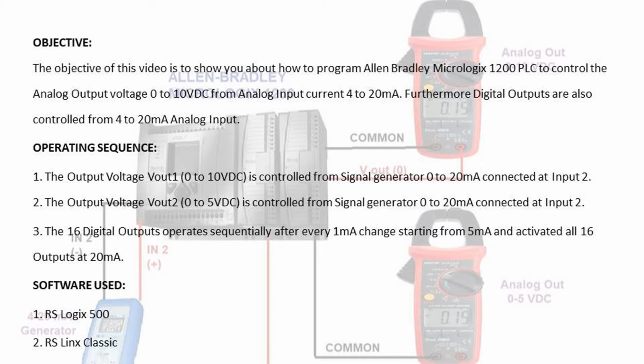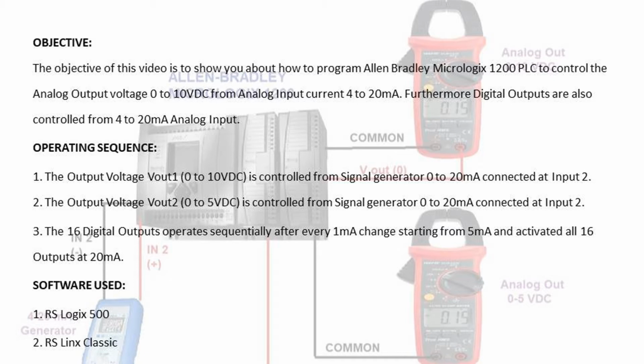The operating sequence is mentioned on the screen. Here we have used two analog outputs. One is to show 0 to 10 volt DC, while the other is half of it, meaning 0 to 5 volt DC. The 16 digital outputs are also programmed to operate after every milliampere change in the input. The first output operates at 5 milliampere, while the rest are turned on sequentially after every 1 milliampere.